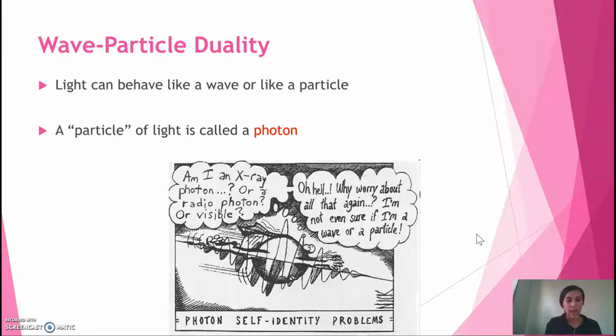And here's a little comic. It says, am I an X-ray photon or a radio photon or visible? Oh hell, why worry about all that again? I'm not even sure if I'm a wave or a particle.